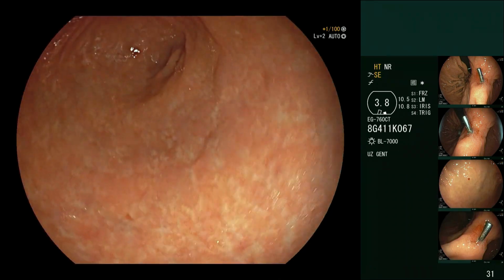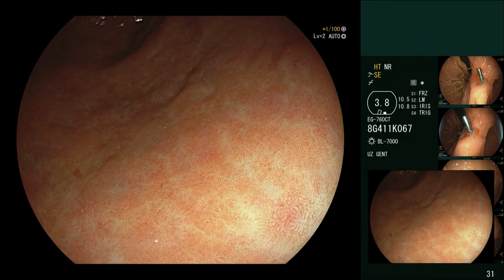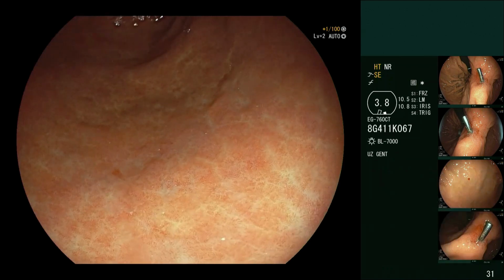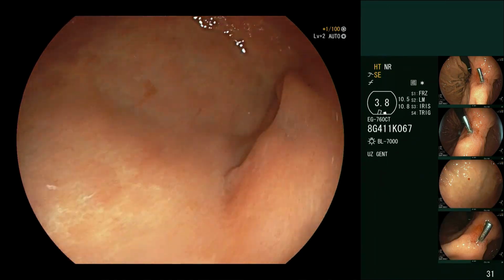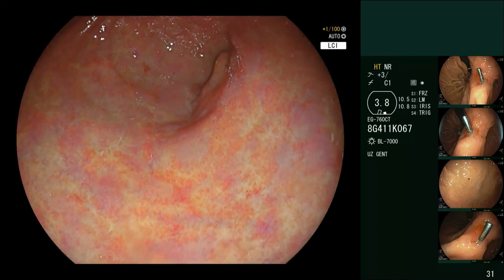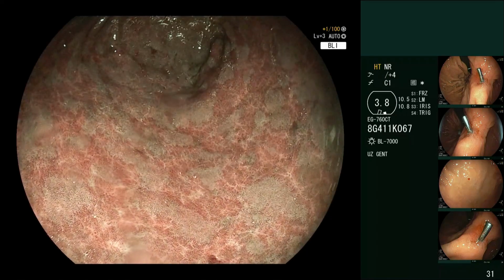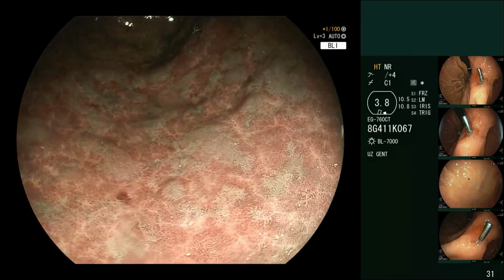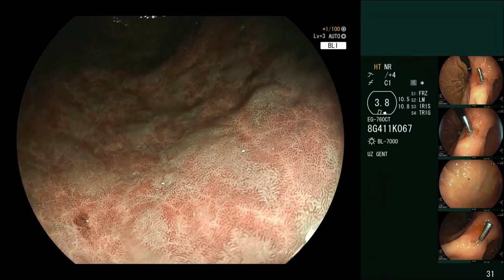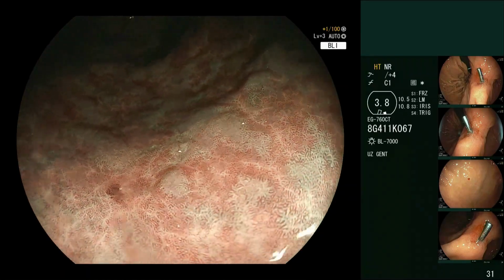So if we just go and have a look at what that looks like close up, here you can see lots of almost branching fibrosis in the background of the mucosa of the stomach. And this is more pronounced if we turn on virtual chromoendoscopy. So probably here you also have islands of intestinal metaplasia, so that will be this here, now in the center of the screen, in amongst the atrophy around the outside.